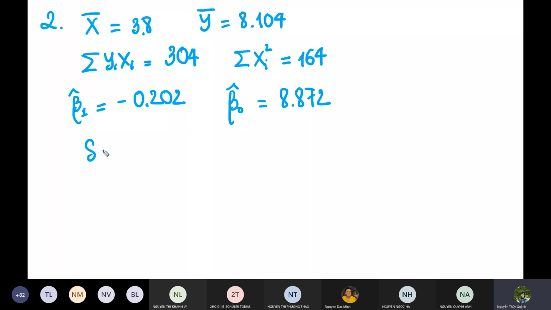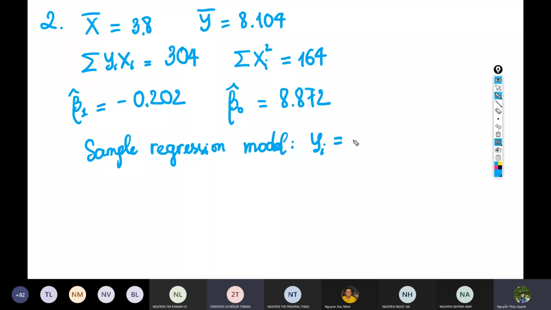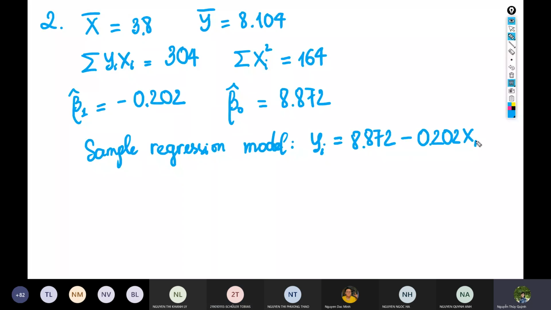regression model? It is yi equals 8.872 plus minus 0.202, so plus and minus will be minus, 0.202 times xi plus ui hat. Okay. All right. And we can also write it as the sample regression function.